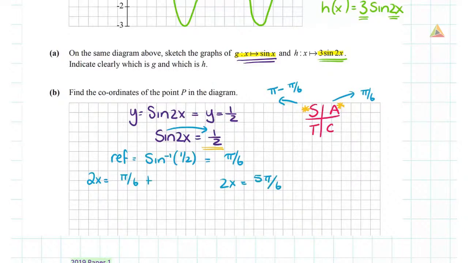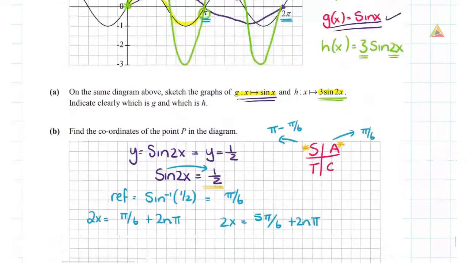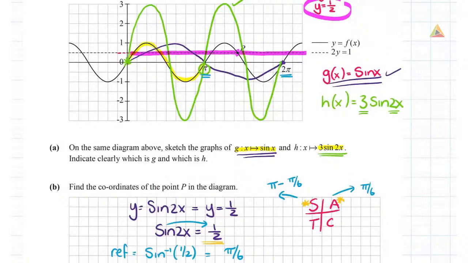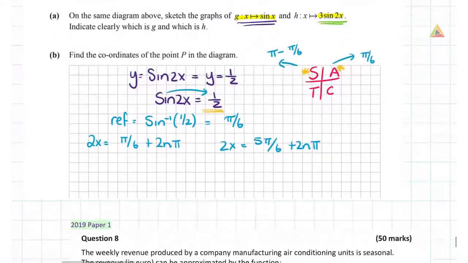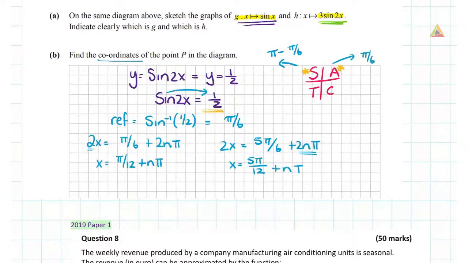But don't forget, we're going to add on our 2n pi because as you can see from the graph up here, the sine function continuously repeats itself. So we're adding on 2 pi n times, as many times as we want. So to get our x on its own, which is what we're looking for, the x coordinate and the y coordinate, we're going to divide across by 2. So we're getting x is equal to pi over 12 plus n pi. And for here, we're getting 5 pi over 12 plus n pi.